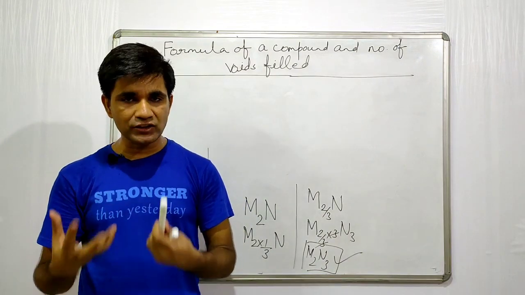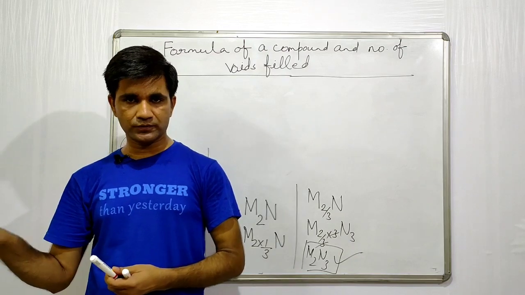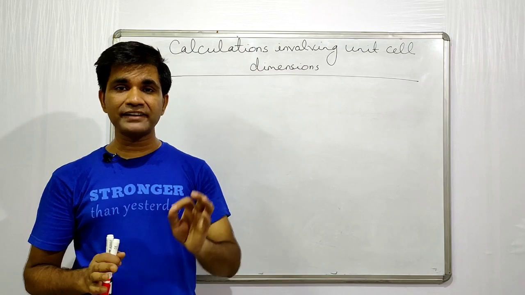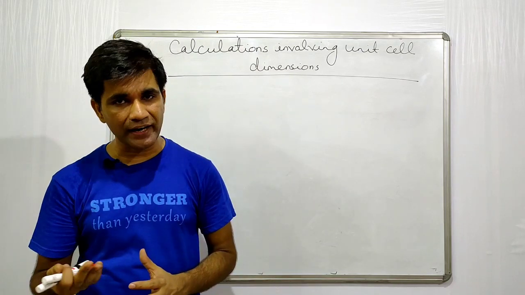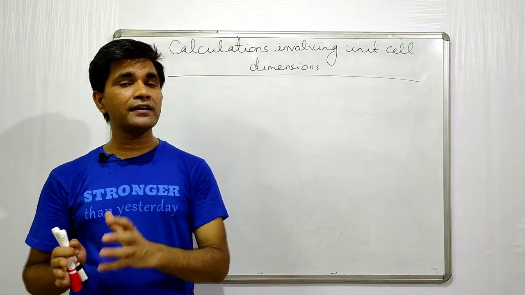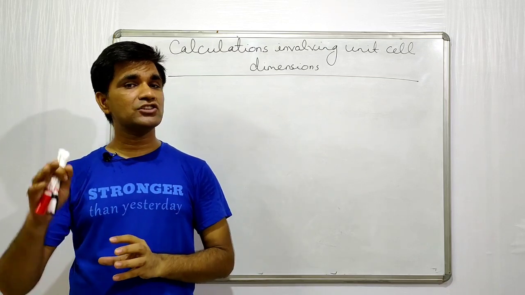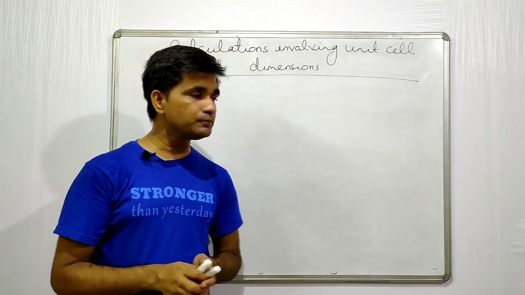Now we will discuss the next topic, that is calculations involving unit cell dimensions. Students, in this topic first we will see the formula of density of unit cell, then we will solve the numericals related to that formula. But before starting the topic, I would like to tell you that density of the unit cell is the same as the density of the substance. So let's see the formula of the density of unit cell.